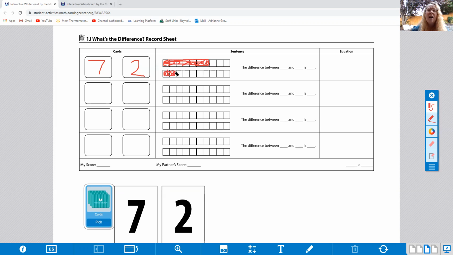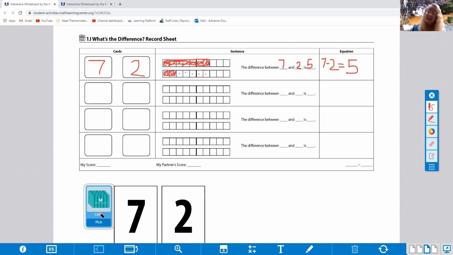Now I say, what is the difference between 7 and 2? Well, I can look at the squares here and count. 1, 2, 3, 4, 5. Hey, the difference between 7 and 2 is 5. So now I write that as an equation. 7 minus 2 equals 5. And that means I get 5 points for that round.